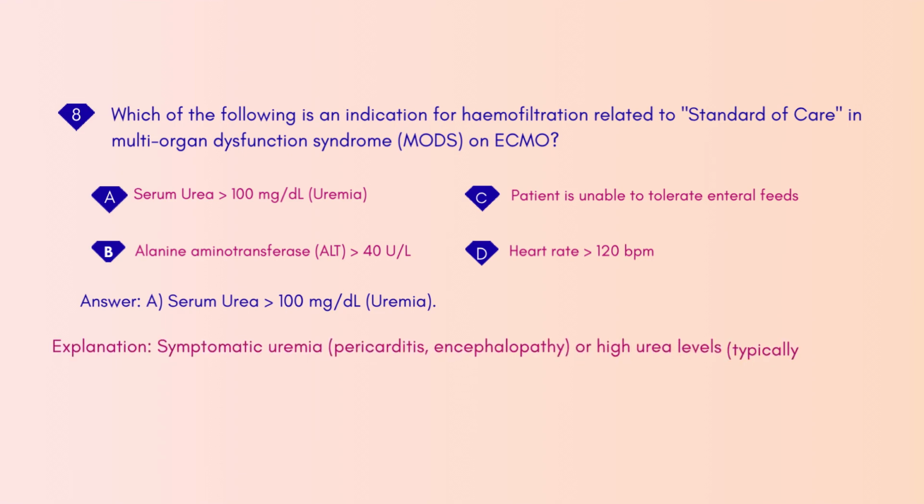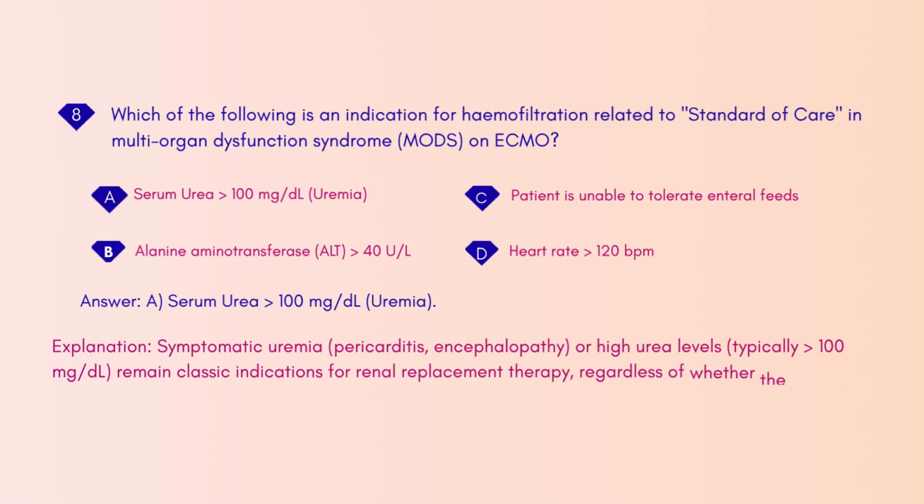Explanation: symptomatic uremia, pericarditis, encephalopathy, or high urea levels, typically greater than 100 mg per deciliter, remain classic indications for renal replacement therapy, regardless of whether the patient is on ECMO.